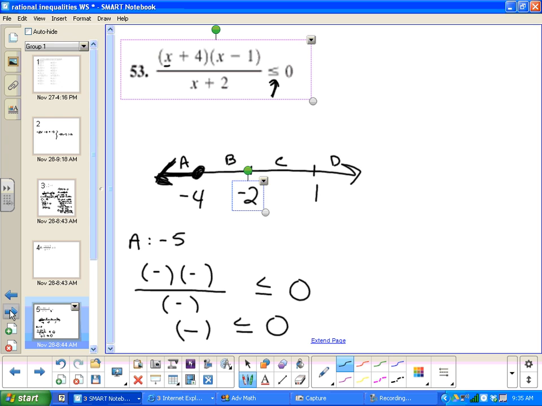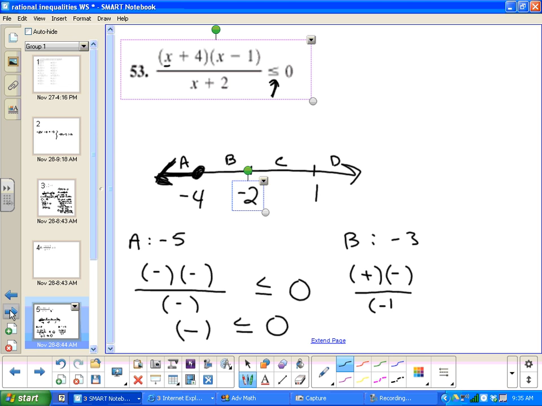Okay. Now, so let's go to interval B. All right. So guys, what's something we can test in interval B? Yeah, -3. Okay. All right. So let's plug in -3. -3 plus 4 would be a positive. Okay. -3 minus 1 would be a negative. And then -3 plus 2 would be a negative.